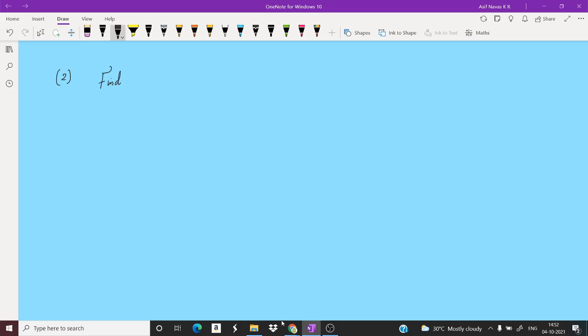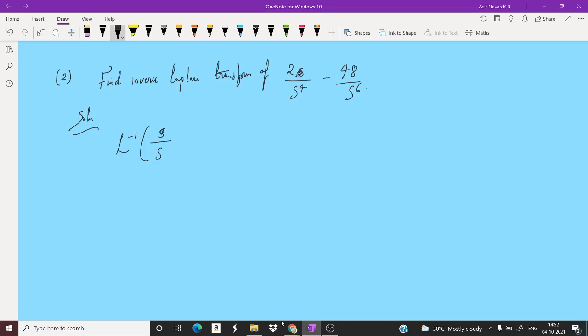Find the inverse Laplace transform of, so you do this problem. S divided by s raised to 4 minus 48 divided by s raised to 6. The solution is, you have to find L inverse of s divided by s raised to 4. Sorry, it's not s, it's 2. 2 divided by s raised to 4 minus 48 divided by s raised to 6.